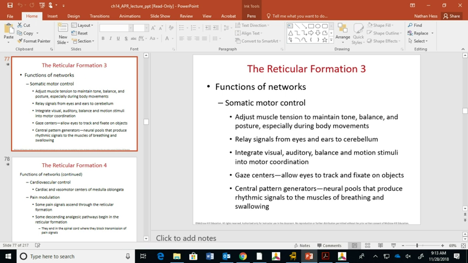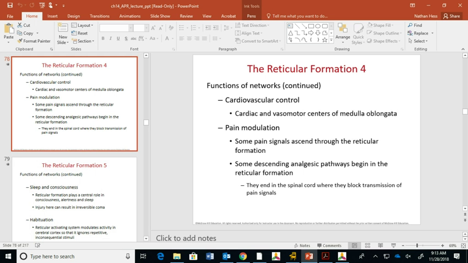The next is our gaze centers, to allow our eyes to track objects and to fixate on them as they're moving. That is a skill that this reticular formation helps control. Pattern generators for breathing. Our cardiovascular control. Pain modulation to help cut down on the amount of pain that's being sent up. It deadens the pain as needed, like an analgesic.